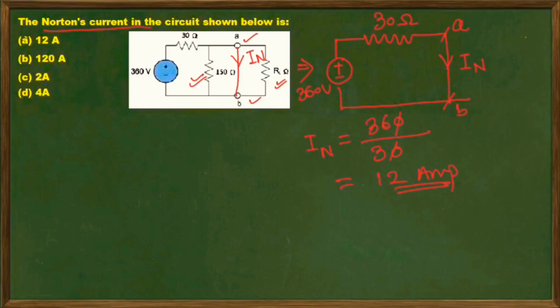So the Norton current in the given circuit will be equal to 12 ampere. So option A is the right answer. Now let's move on to the next question.